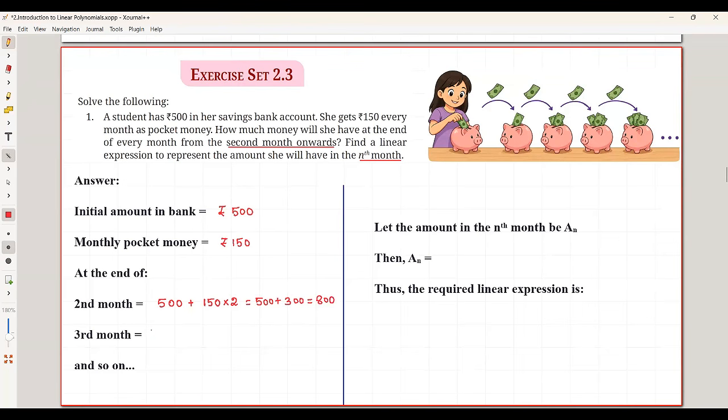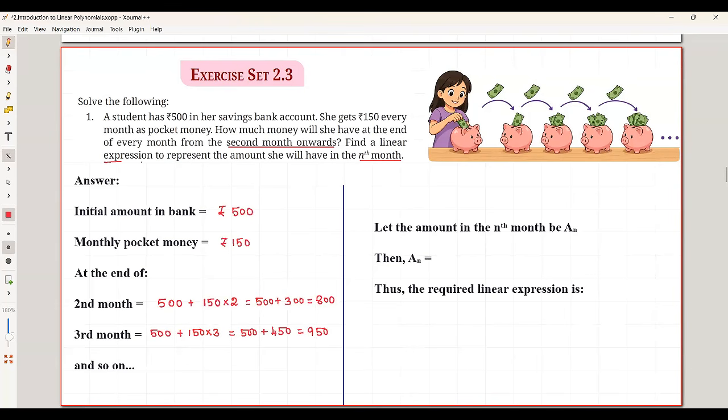Next, the third month. The same way you can form the pattern. 500 plus 150 into 3. 150 threes are 450, so 500 plus 450 is 950 rupees. At the end of the third month, you will have 950. Next the fourth month, fifth month, sixth month, you can just form. Now, based on the same concept, you have to form a linear expression.